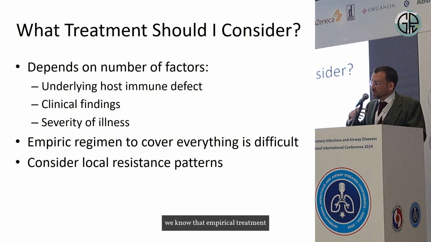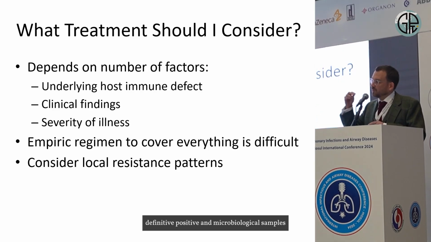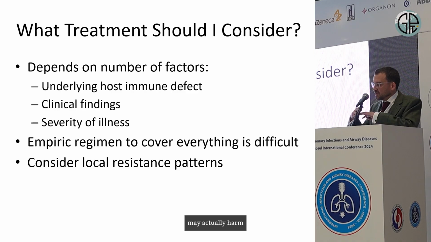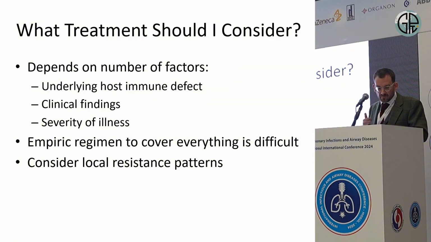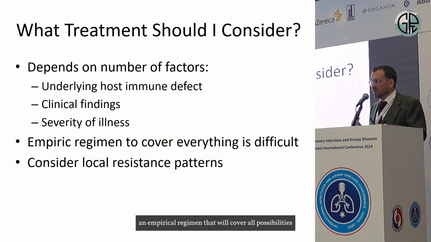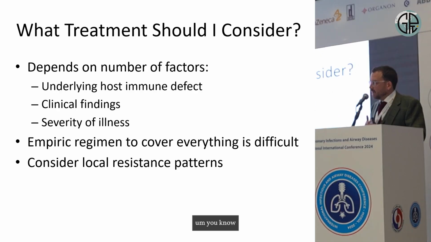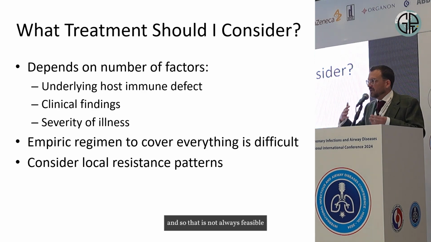We know that empirical treatment, particularly in fungal infection, can drastically reduce the chance of getting definitive positive microbiological samples. So sometimes empirical treatment may actually harm the chance of you getting a definitive diagnosis from your deep sampling. An empirical regimen that will cover all possibilities is pretty much impossible. And it may involve multiple drugs that may be toxic, complicated to administer, and expensive. And so that is not always feasible.